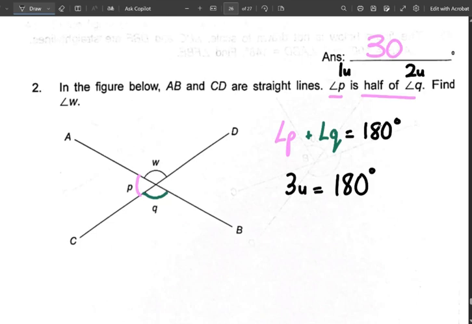Understand or don't understand? Very good. Now, what do you have? What else do you have? Tell me. 1 unit is 60. Very good. 1 unit is 60 degrees. Am I making sense or not making sense?